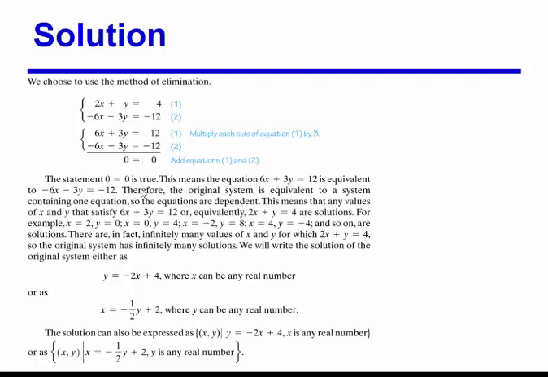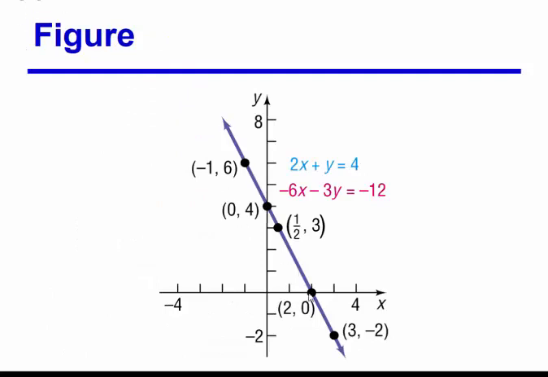This is a true statement. So when we get something like that, 0 is equal to 0, 5 is equal to 5, y is equal to y, an identity, that simply means that they are the same equation. And so if we were to graph them, we just get one line. And so that's infinitely many solutions.